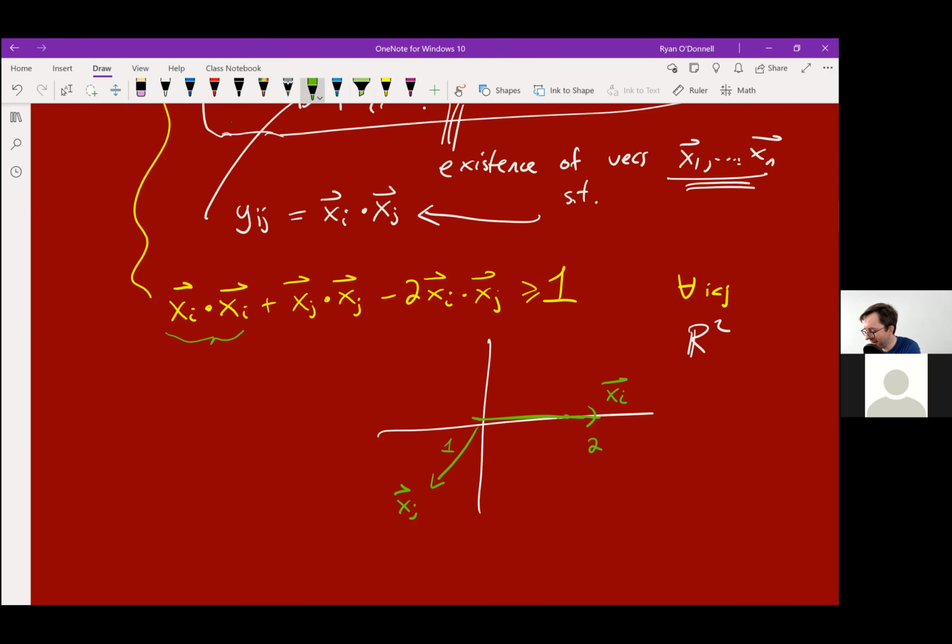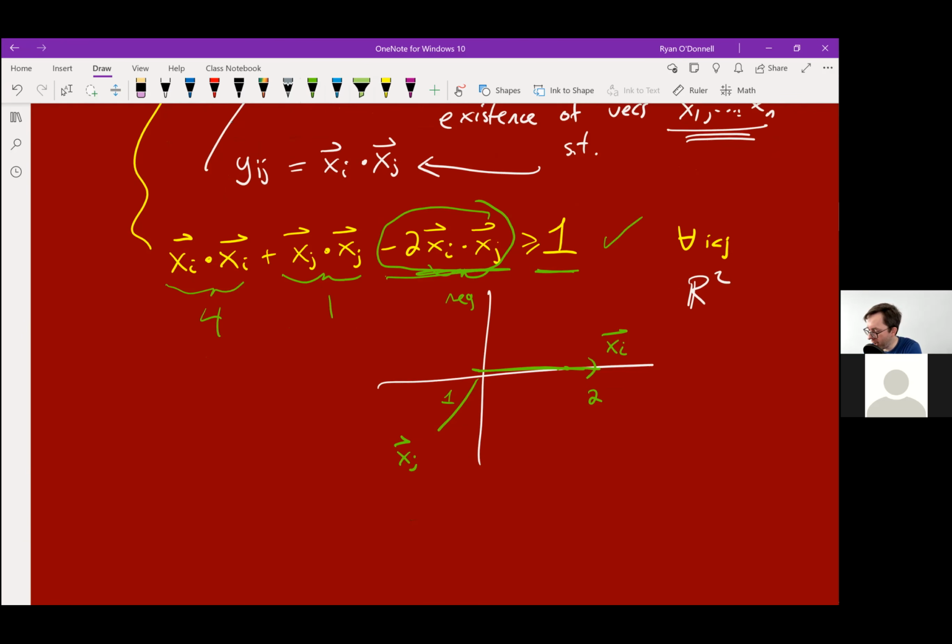This is 4. Yes. How much is this? 1. I didn't exactly say what the angles are here, but let me start with this. Is this positive or negative? This is negative. So then this is positive, so it's like 5 plus a positive thing. So that's bigger than 1. Right, that's good.